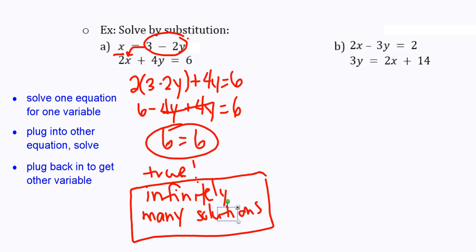So again, if your variable happens to drop out of the equation, you're either going to get a true equation or a false equation. If it's true, infinitely many. If it's false, that would be no solutions. But again, very often it's going to be that you'll get one solution for y, and then you would plug that back in to get a value for x.